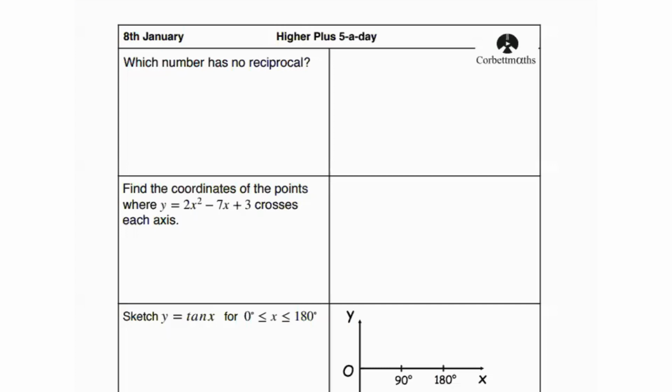The first question says which number has no reciprocal. So the number that has no reciprocal is actually 0. Because if we do 1 over 0, that's undefined. Hence, the number that has no reciprocal is 0.